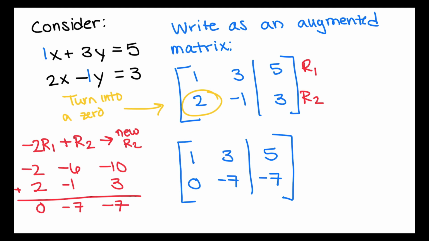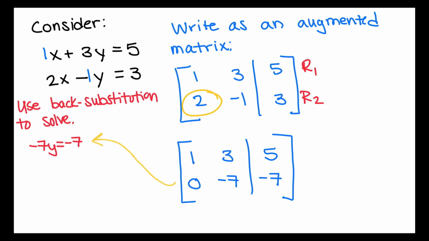All right, so now we are going to use what's called back substitution to solve. And all that means is we're going to start at the bottom of our matrix. So we start with the second row and we translate it back into an equation. The first number is 0, so there are no x's. Minus 7y equals minus 7. This is something I can solve by just dividing by negative 7. And I get y equals 1.